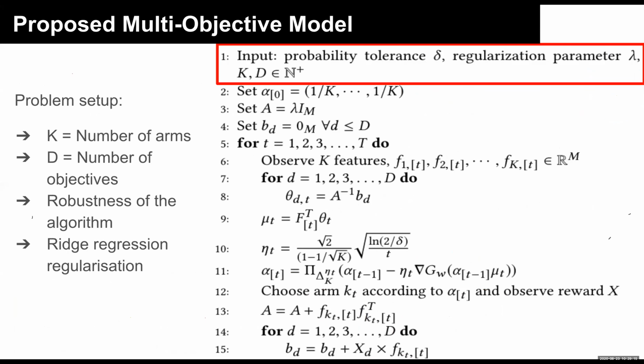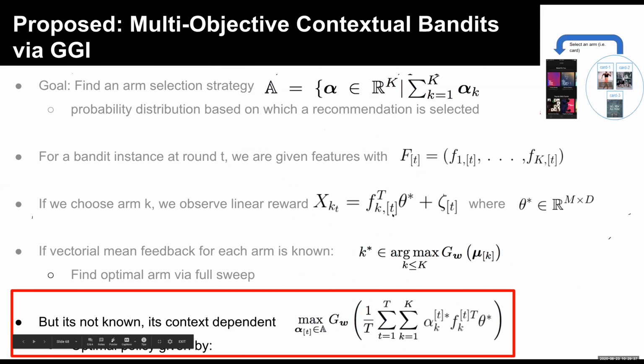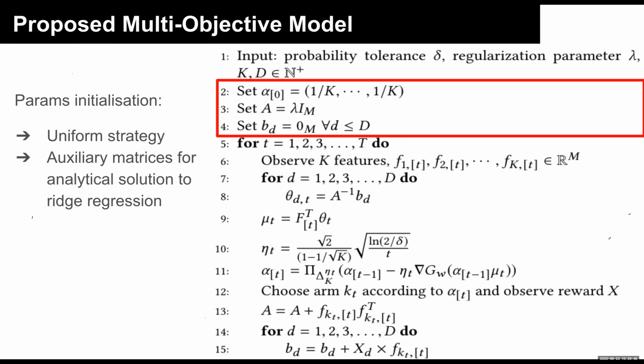Just quickly going through some of the exact algorithmic steps. We define the problem space. K is the number of arms, which is the number of playlists we have. D is the number of objectives, so this is a multi-objective problem. We have D objectives, and we also do some parameter initialization for the ridge regression. Remember that we have made the assumption that the rewards are linear. That's why we can use linear prediction models, like ridge regression, to infer some parameters in real time. Next, we initialize the parameters and assume a uniform strategy: all cards, all arms are equally probable.